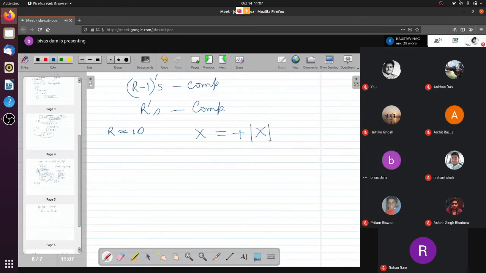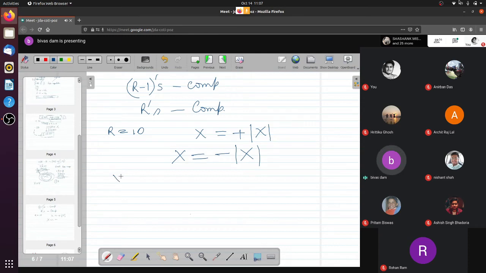But in case... Sir, can you repeat, sir? One minute. The value of x can be either positive or negative, isn't it? Yes, sir. So let's take one specific example. In that case, it will become clear in an easier manner.